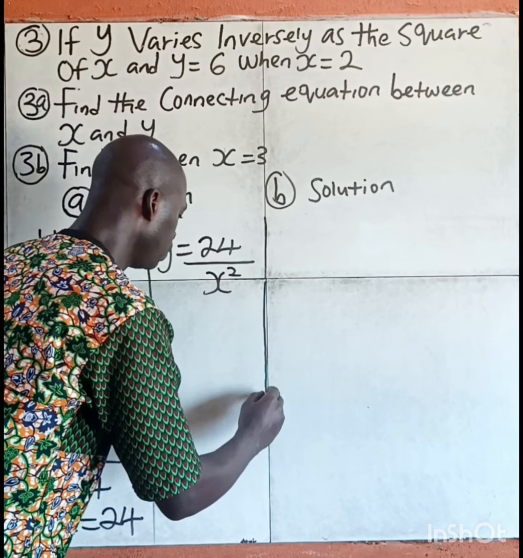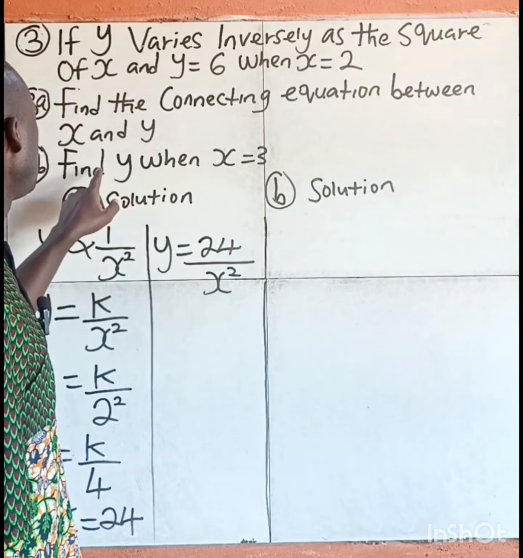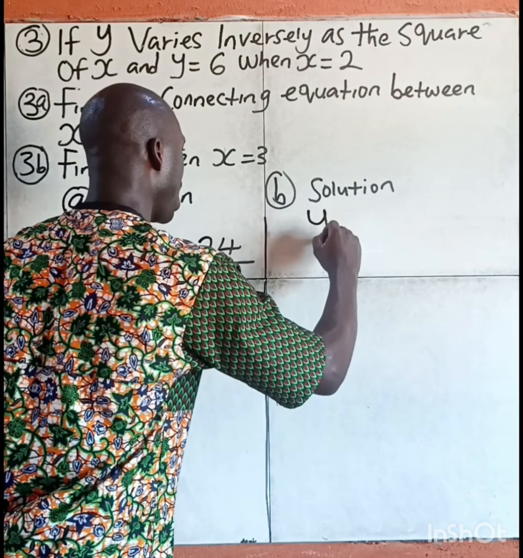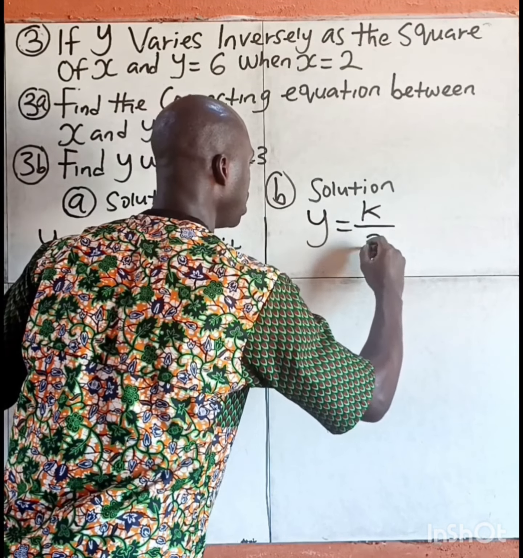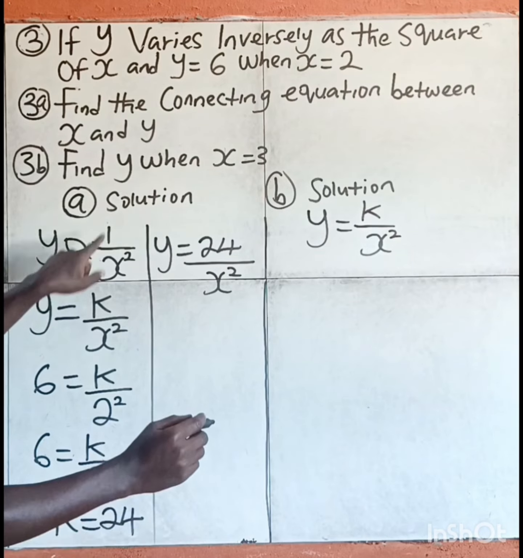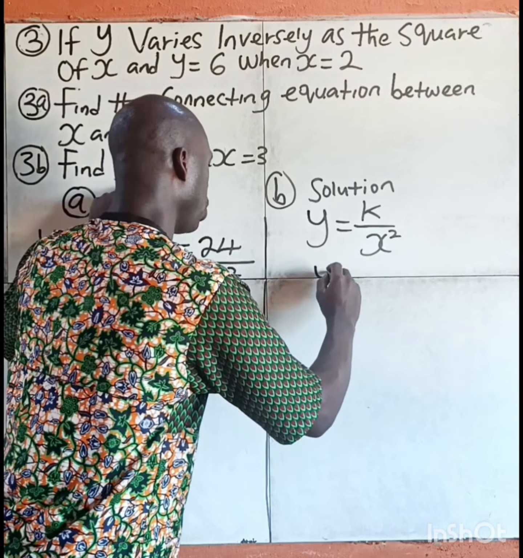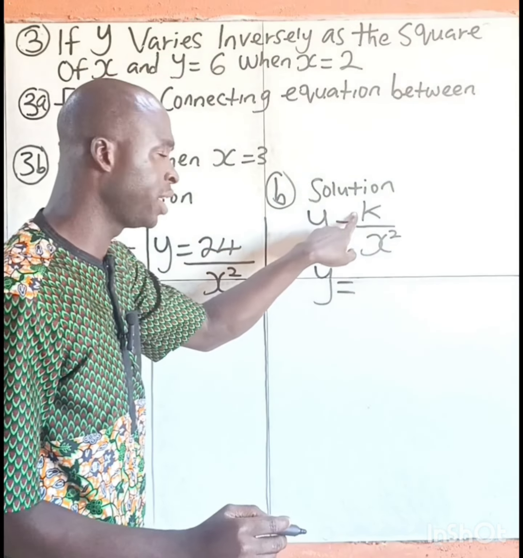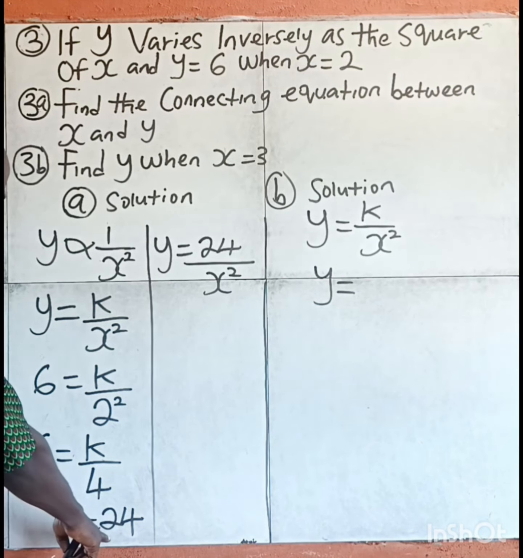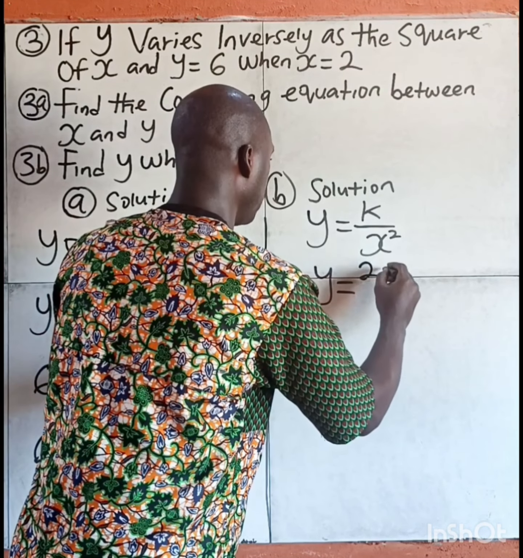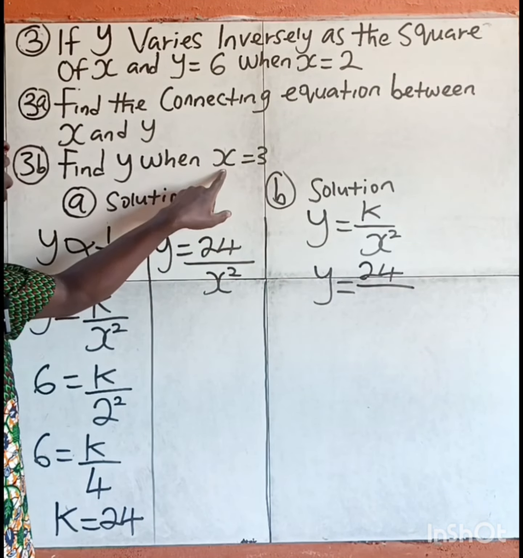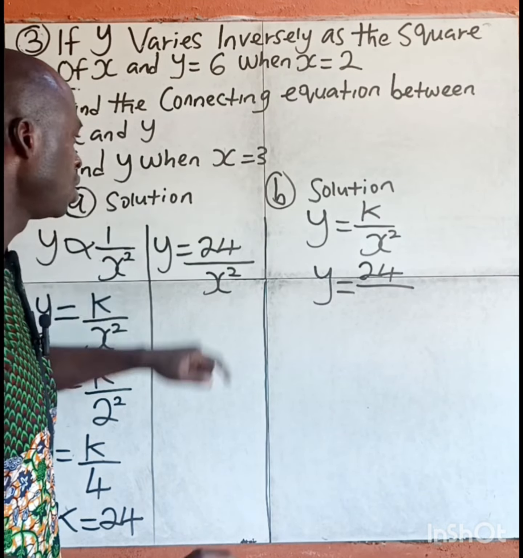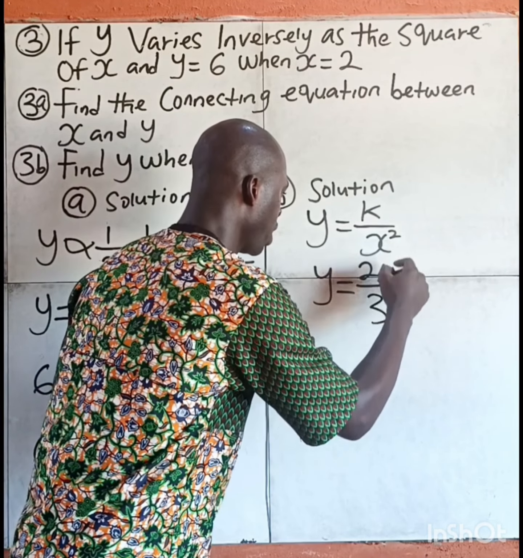Up next, question 3b. Now for question 3b, it says find y when x equal to 3. So let's go back and take this same formula. The formula is y equal to k over x squared. Now, did they give you y in your question 3b? No. I'm going to rewrite the y equal to, do you have a constant k? Yes, we do have a constant k. What is our constant? The constant is 24. So I'm going to come back and say 24 over, did they give you x in your question 3b? Yes, they did give us x. What's your x? Your x is 3. So I'm going to come here and put 3 squared.